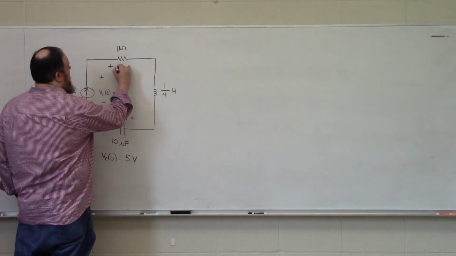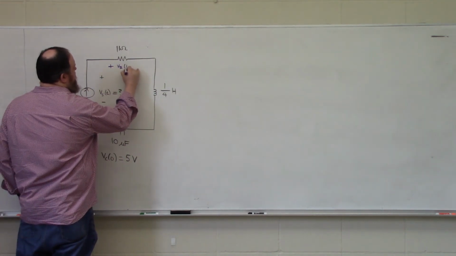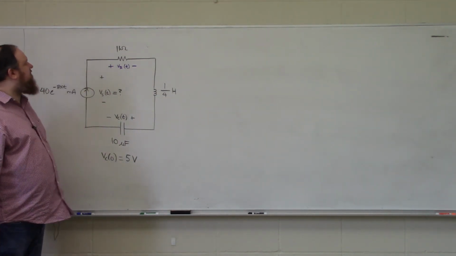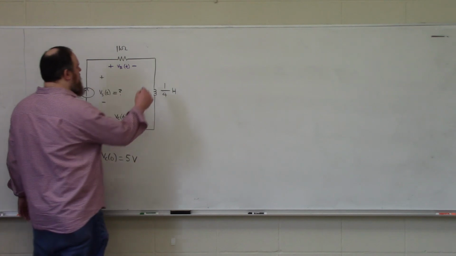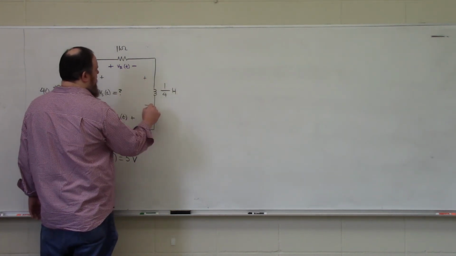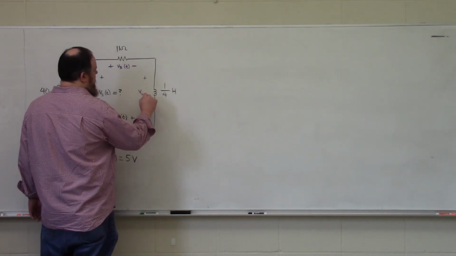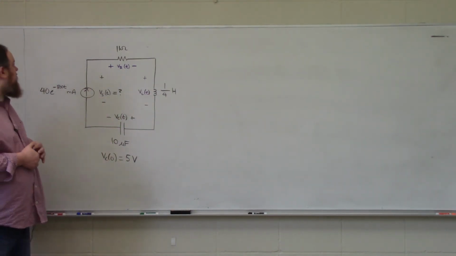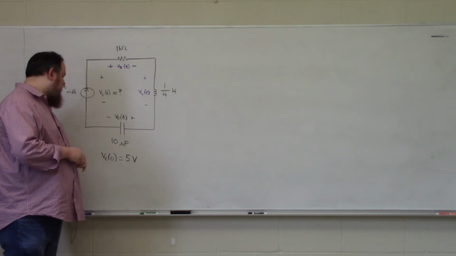So I'm going to define my resistor voltage, positive polarity on the left so that the current flows into the positive polarity terminal, and I'm also going to define an inductor voltage, VL of t, positive polarity on top, so that the inductor current flows into the positive polarity terminal.